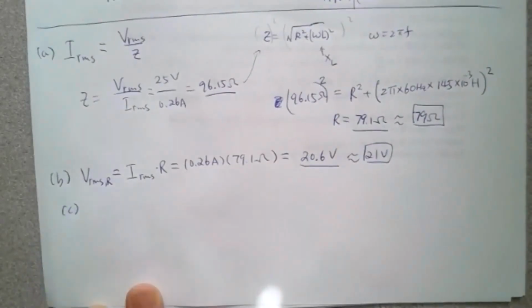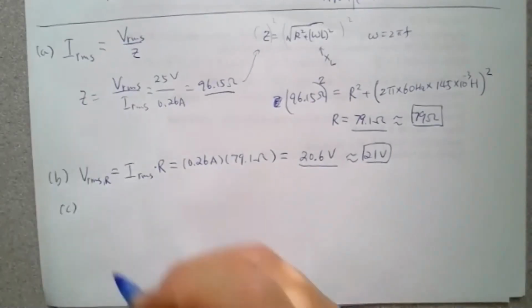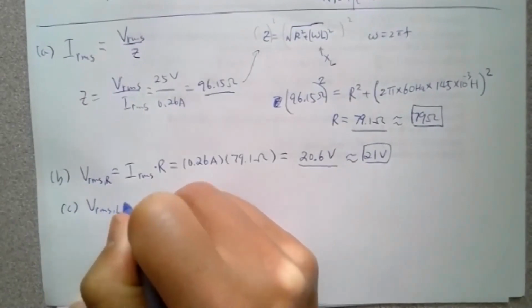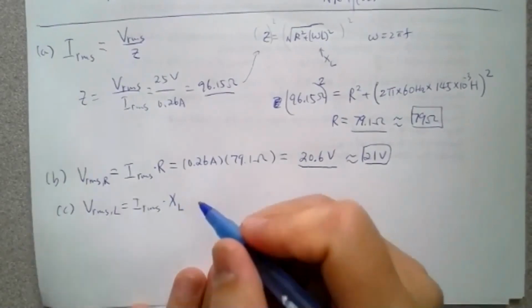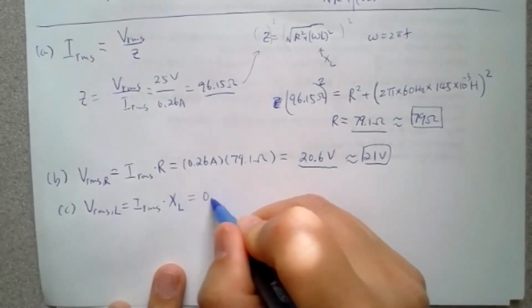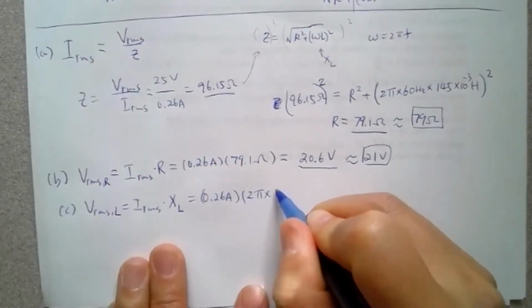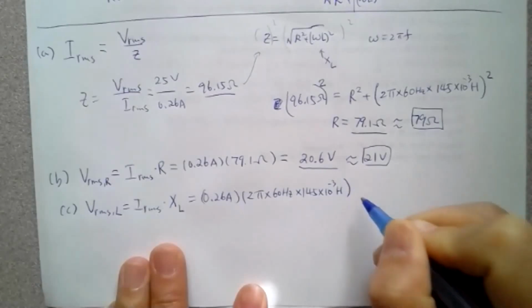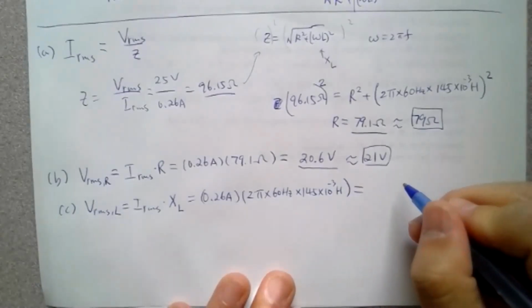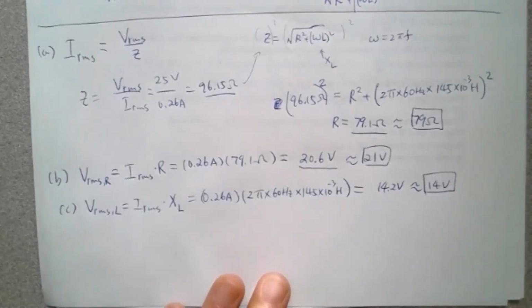Part C is asking you to find the RMS voltage across the inductor. So V RMS on the inductor will be equal to I RMS times the reactance of the inductor. We have 0.26 A again, and XL will be equal to 2 pi times the frequency times 145 times 10 to the negative 3 Henry. That gives you 14.2 volts, or you can say 14 volts on that.